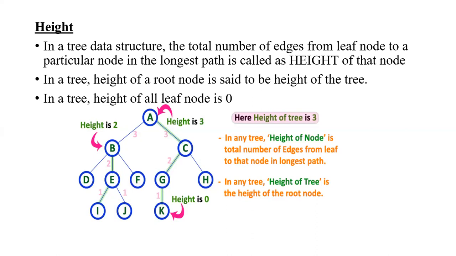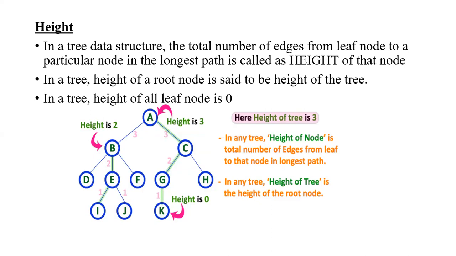In a tree data structure, the total number of edges from a leaf node to a particular node in the longest path is called the height of that node. In a tree, the height of the root node is said to be the height of the tree. In a tree, the height of all leaf nodes is going to be 0. So here the height of the tree is going to be 3, as the height of the root node is 3. So the height of the node is the total number of edges from the leaf to the node in the longest path. So now let us consider B.